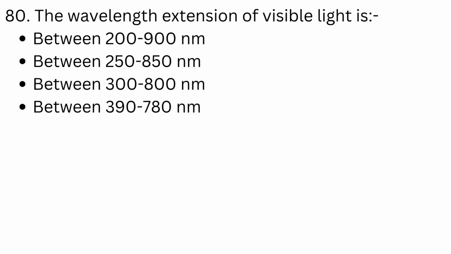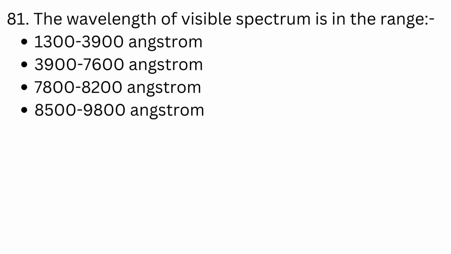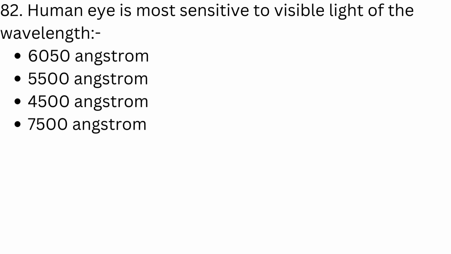The wavelength extension of visible light is: options are between 200 to 900 nm, between 250 to 850 nm, between 300 to 800 nm, and between 390 to 780 nm. And the right answer is between 390 to 780 nm. Next question is: the wavelength of visible spectrum is in the range 1300 to 3900 angstrom, 3900 to 7600 angstrom, 7800 to 8200 angstrom, or 8500 to 9800 angstrom. And the right answer is 3900 to 7600 angstrom.